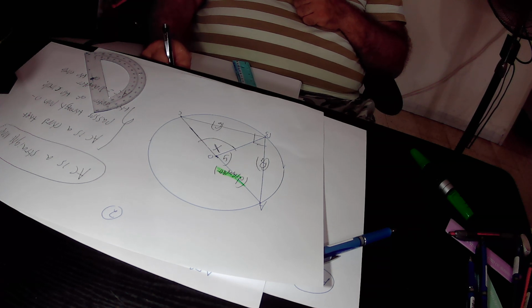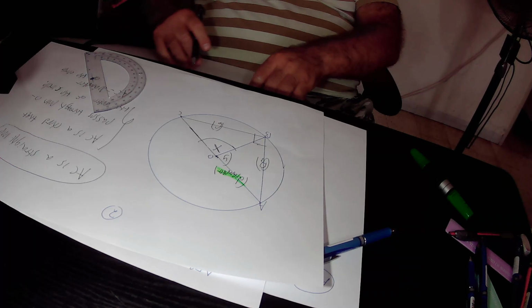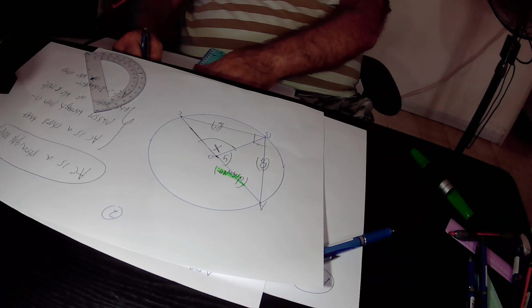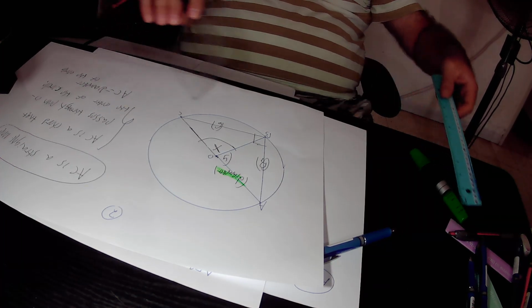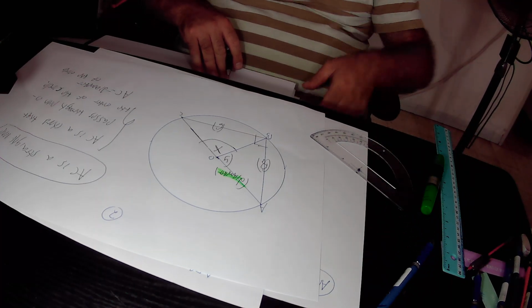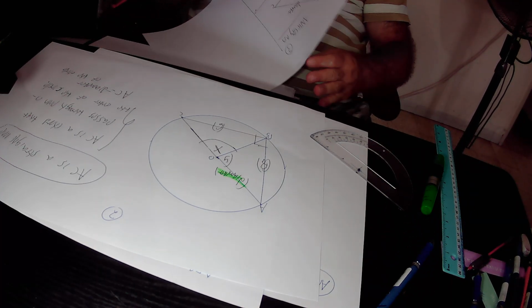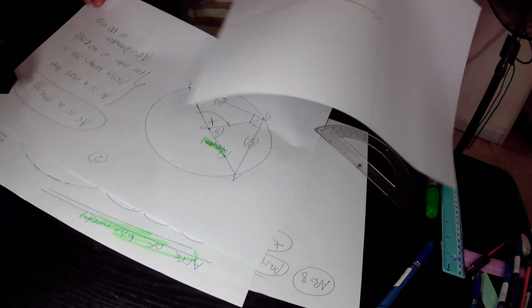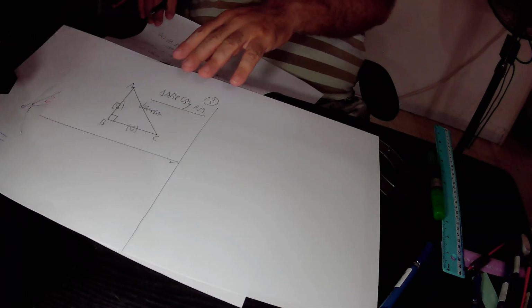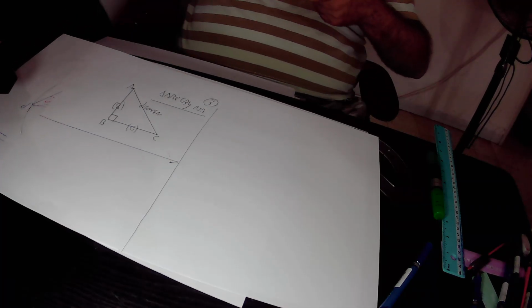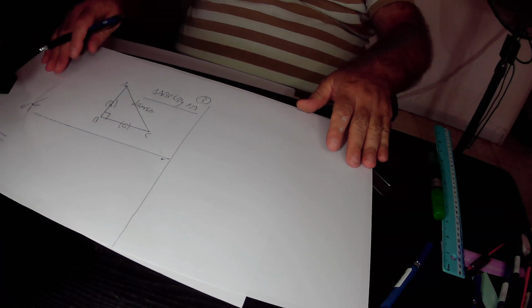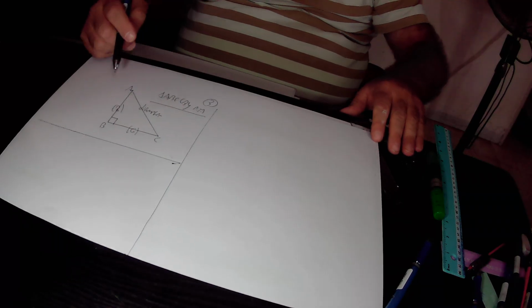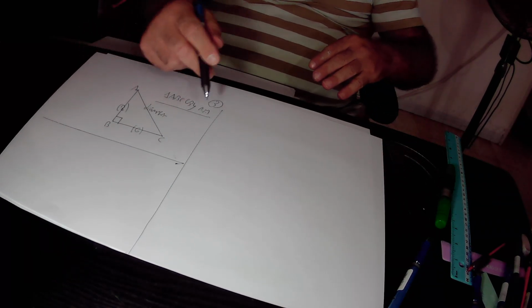Here is the progression for the Pythagoras theorem. Actually, this is the right triangle ABC that I put at this moment. In this right triangle ABC, according to the Pythagoras theorem, AC squared, that is the square of the hypotenuse, equals AB squared plus BC squared.